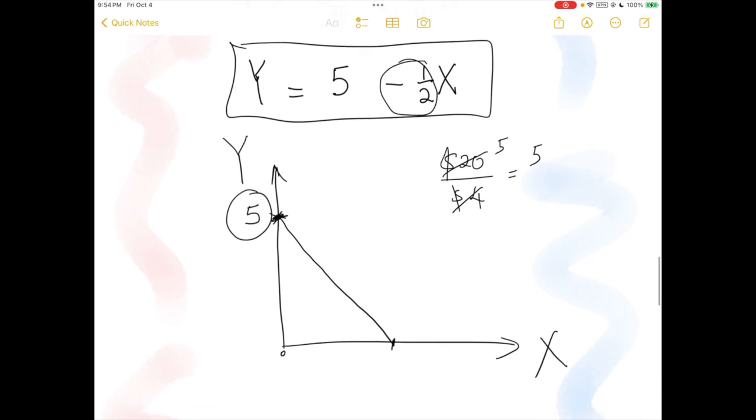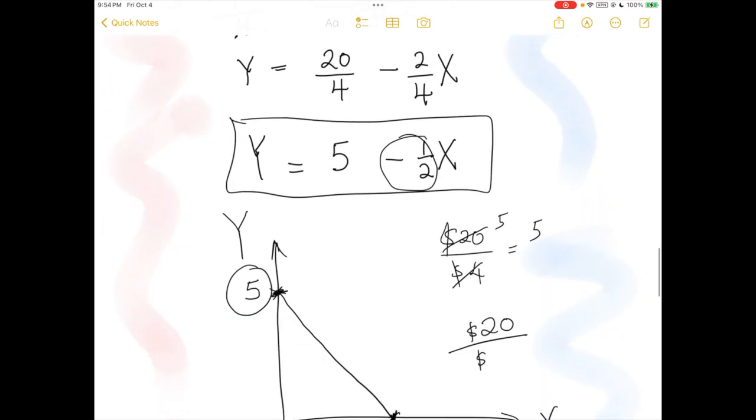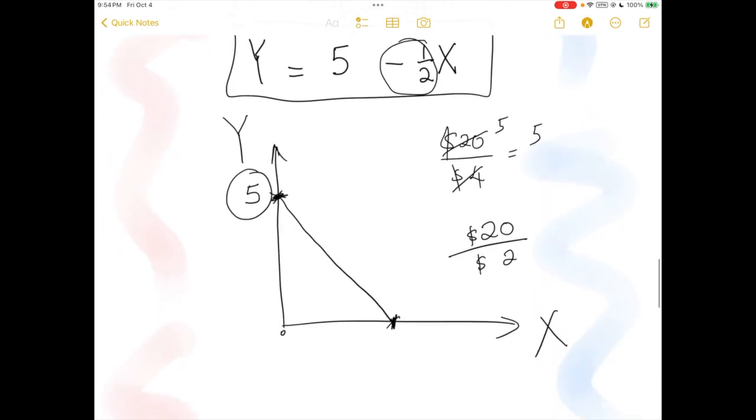Okay, and then what about here? How many units of good X do I buy if I buy no good Y? Again, take your entire budget, divide it by the price of good X. Price of good X is $2. There we go. These cancel out, and I have 10 down here.